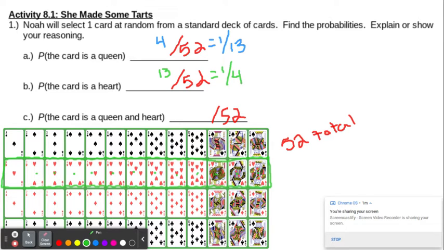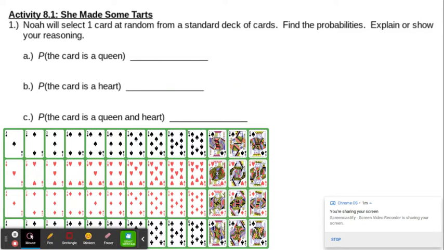Now, what's the probability that it's a queen and a heart? So I go back and I highlight my queen column, and I can see that the intersection between those two is this one right here. There is only one card out of the deck that is both a queen and a heart. Okay, great.